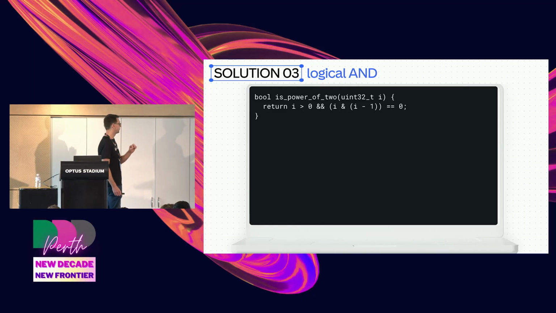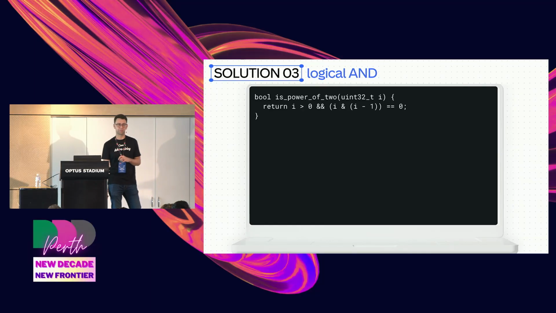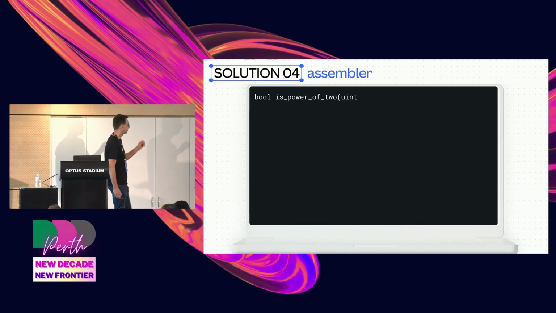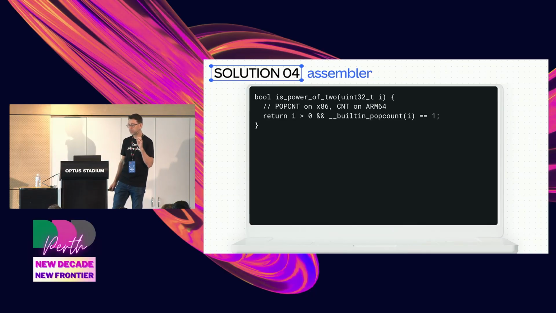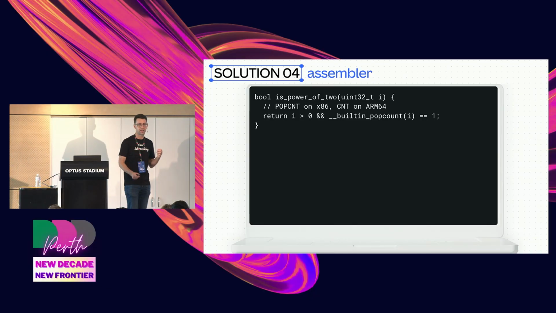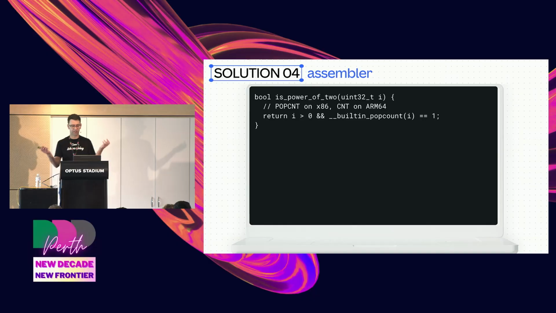If you think about it a bit more, you might come up with this clever trick, which is you subtract 1 from the number, you bitwise AND that with the original number itself, and if the answer is 0, then the number was a power of 2. Or you might happen to know that there's actually an assembly instruction that will count the number of bits set within a number. And so you can call this instruction, which is pop count, and if the answer is 1, which is 1 bit set, then the number was a power of 2. There's many other approaches, and I'm sure you can come up with your own.